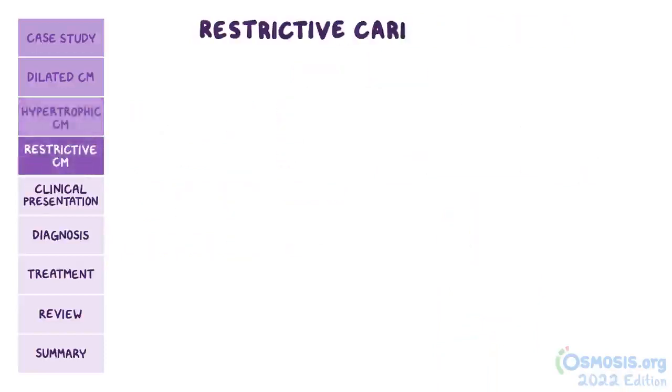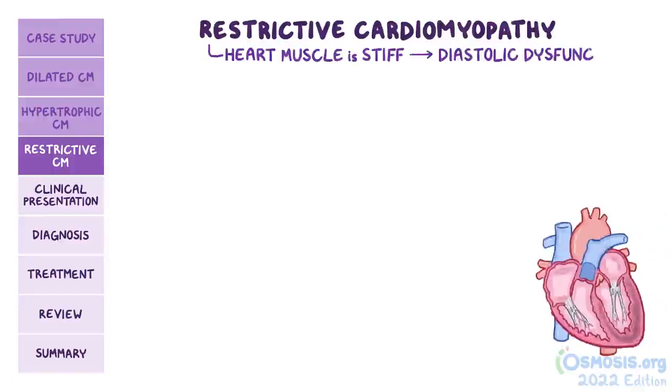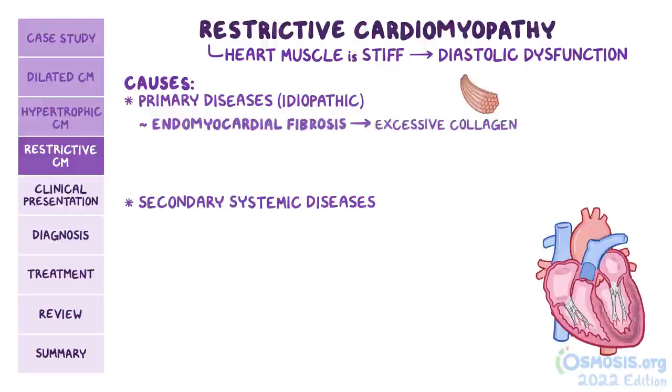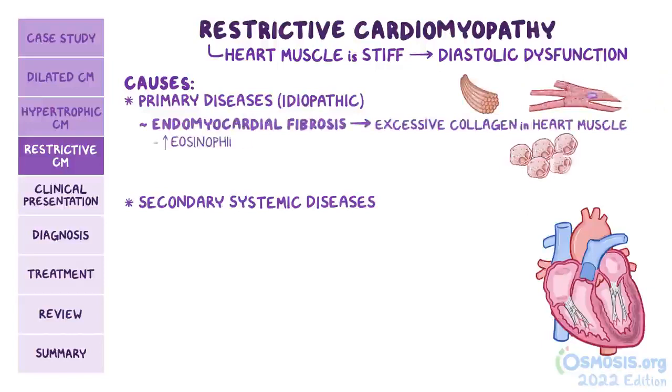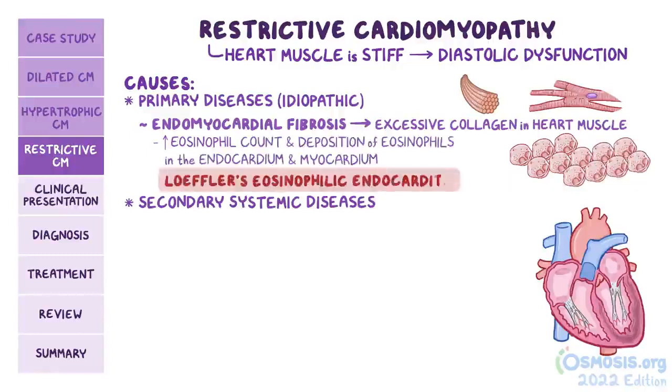Okay, now in restrictive cardiomyopathy, the heart muscle is stiff, preventing it from relaxing during diastole. So that's another cause of diastolic dysfunction, but systole remains normal. Causes include primary diseases, which are often idiopathic, or secondary systemic diseases. An important primary cause is endomyocardial fibrosis, where excessive collagen tissue is deposited in the heart muscle. Sometimes this disease is associated with an elevated eosinophil count and deposition of eosinophils in the endocardium and myocardium, in which case it would be called Loeffler's eosinophilic endocarditis.